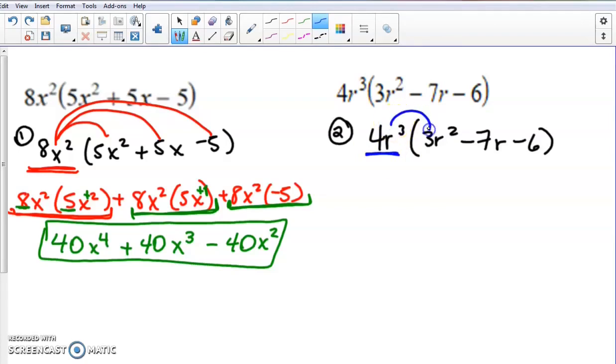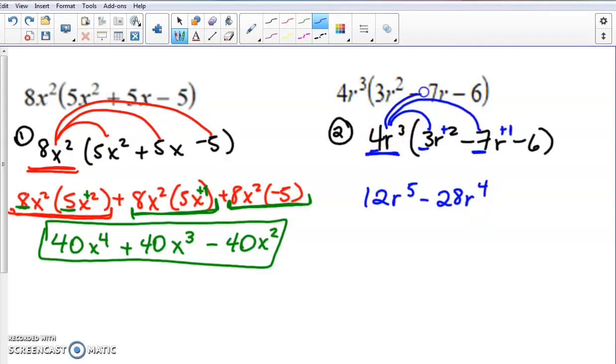We're going to say 4r to the 3rd times 3r squared. So we're going to multiply our coefficients. 4 times 3 is 12. And add our exponents. 3 plus 2 is r to the 5th. 4r cubed times a negative 7r is 4 times negative 7, which is negative 28. R to the 3rd. Remember, this is just an r, which means it has a hidden 1, so we do 3 plus 1 and get r to the 4th.